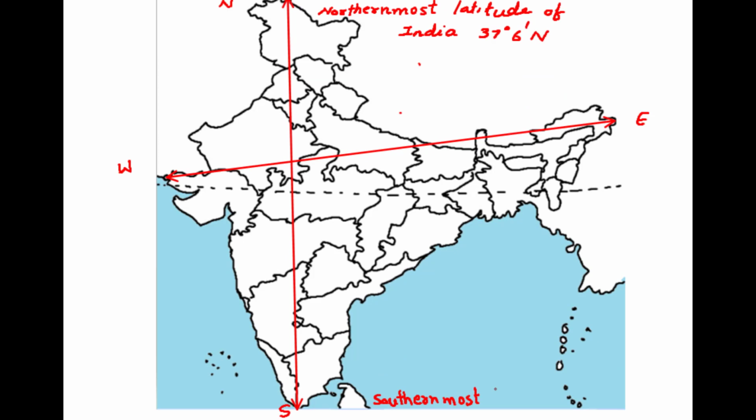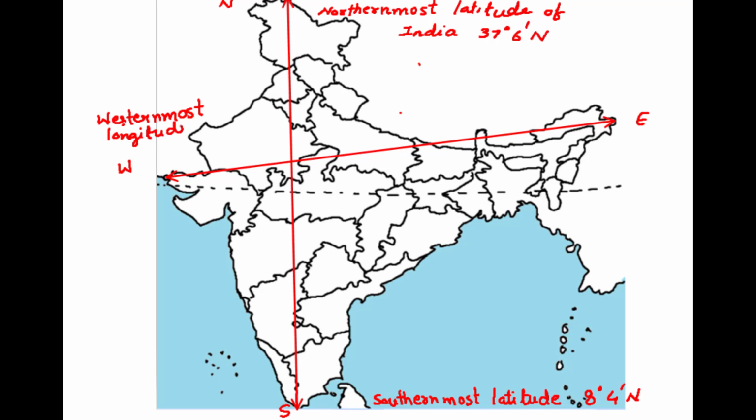Okay, what about the southernmost latitude of India? Any guess? So it is 8 degree 4 minutes north. So you might be confused that directions are north and south. Why is it written here 8 degree 4 minutes north? Because with reference to the world, the location of India is in the northern hemisphere. So even our southernmost point lies in the northern hemisphere.